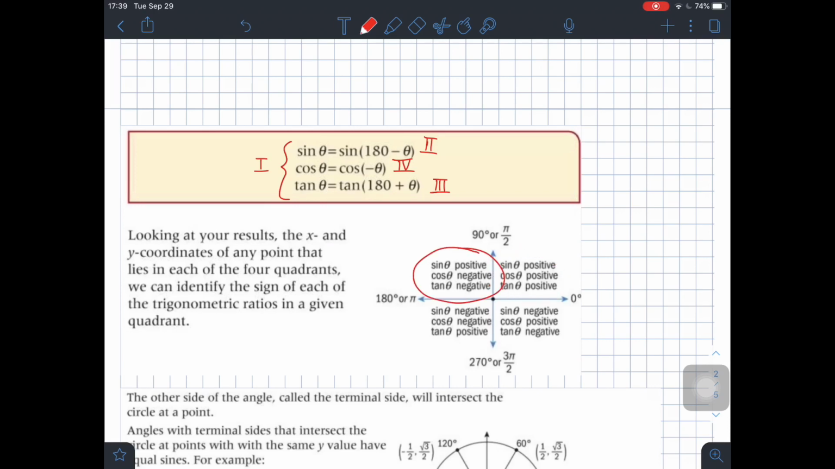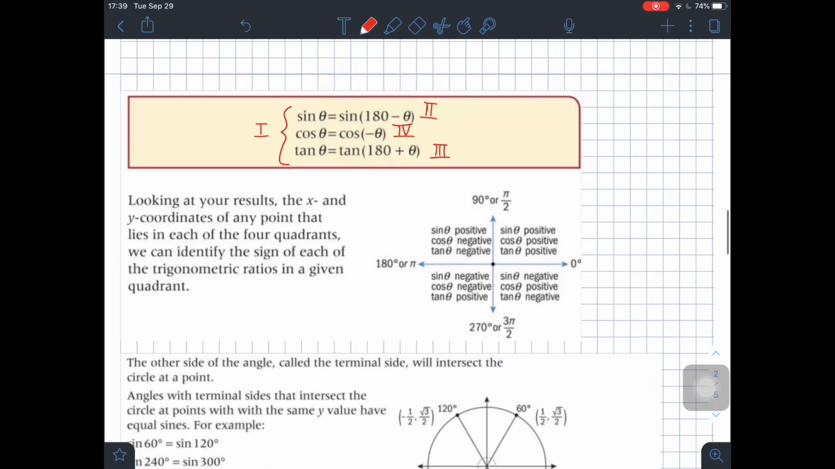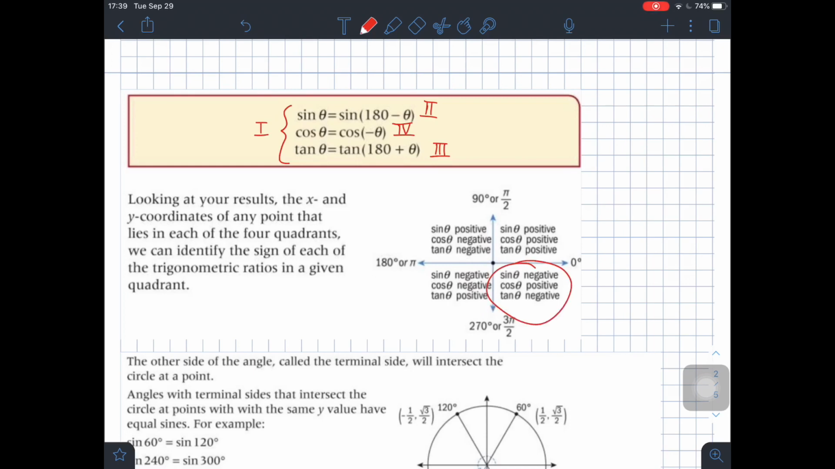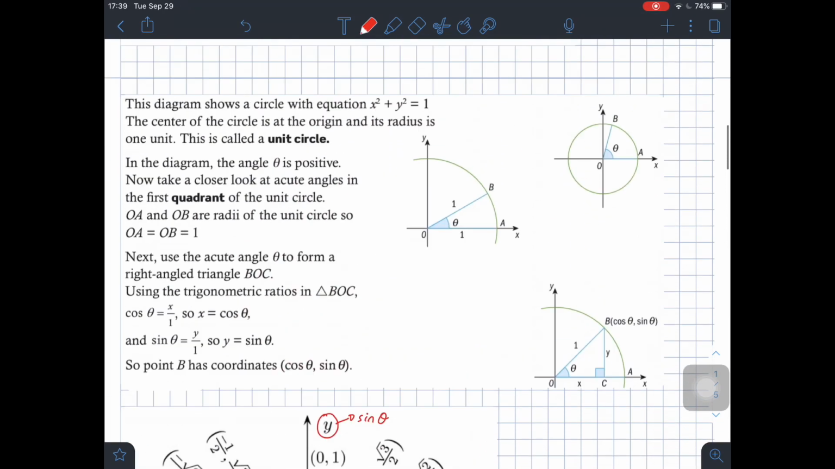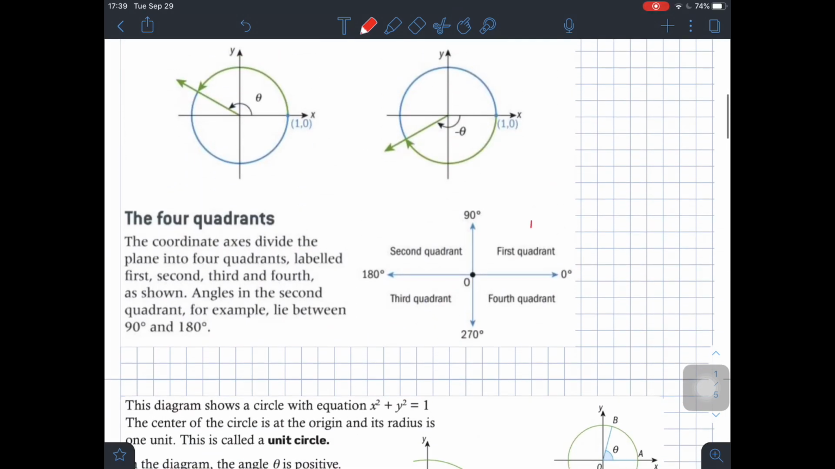In the second quadrant, only sine is positive, the rest are negative. In the third quadrant, both sine and cosine are negative, and because of that, tangent is positive. And finally, in the fourth quadrant, all of them are negative except for cosine, which is positive, okay? So remember, first quadrant, second quadrant, third quadrant, and fourth quadrant, okay? Those are the Roman numerals for you to remember. Let me write that here as well. First, second, third, and fourth.